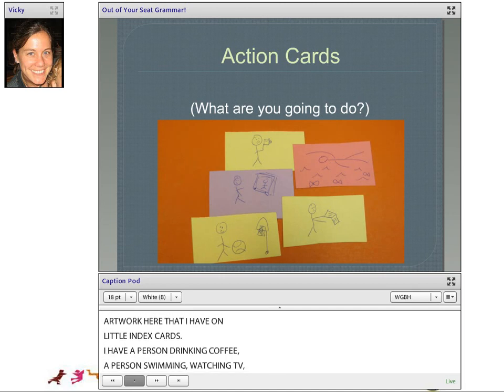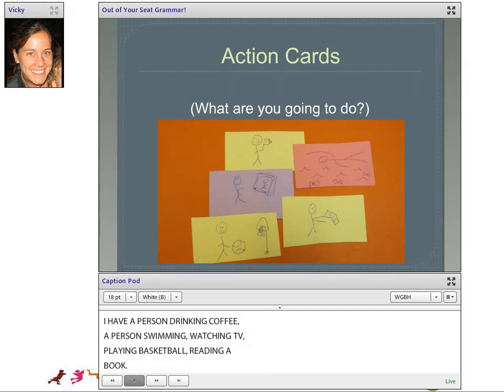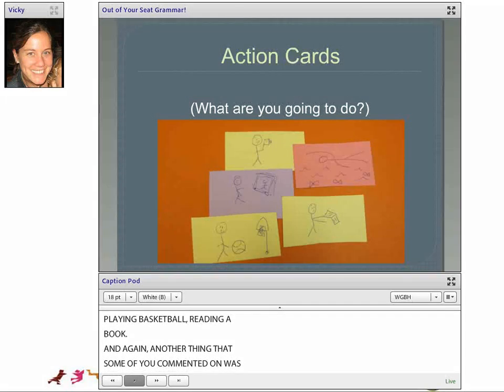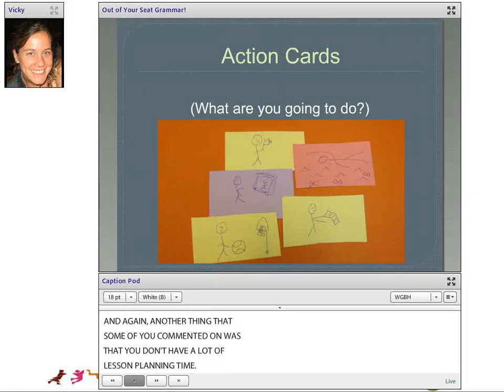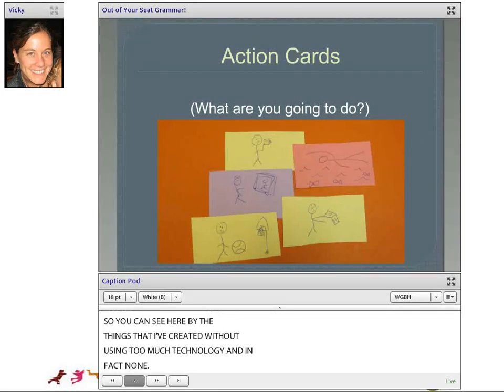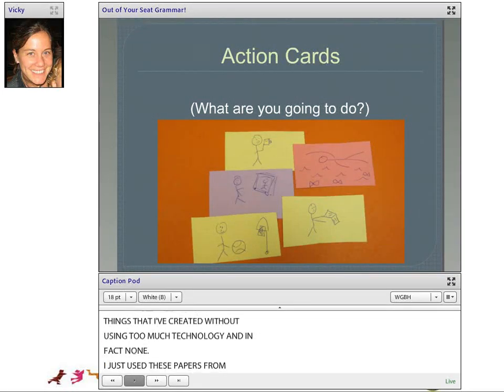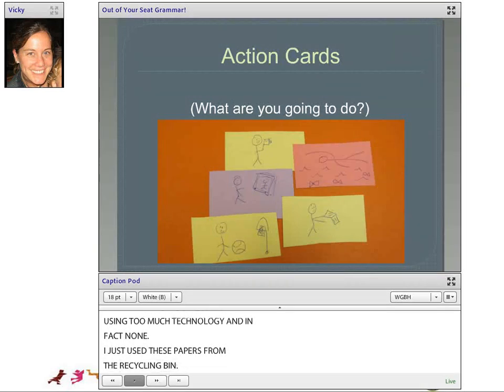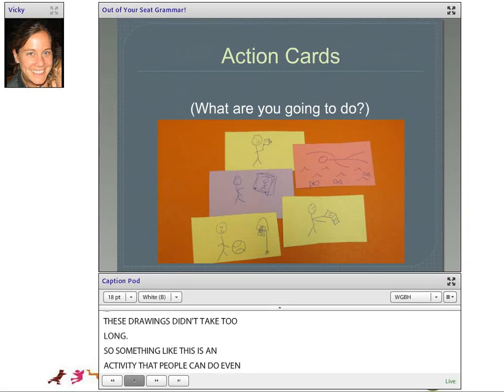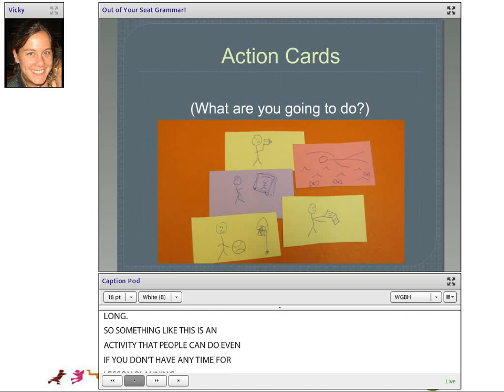And again, another thing that some of you commented on was that you don't have a lot of lesson planning time, and you also don't have a lot of resources. And so you can see here by the things that I've created without using too much technology, in fact none. I just used these papers from the recycling bin, so I didn't need too many materials, and I didn't need too much time either. These drawings, although you might not believe it, didn't take too long. And so something like this is an activity that you can do even if you don't have any time for lesson planning, if you don't have any materials. You can do this.